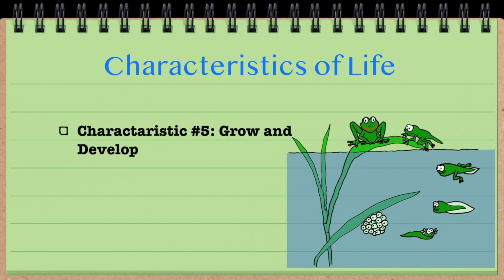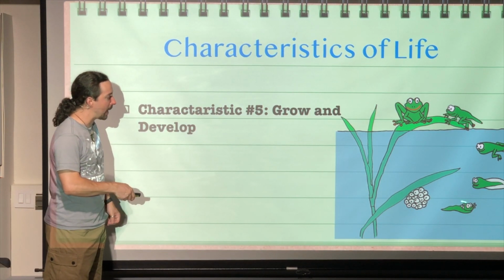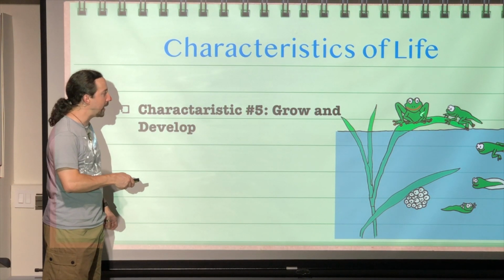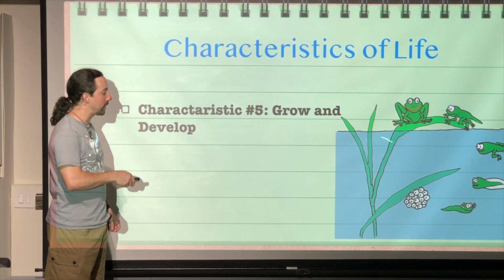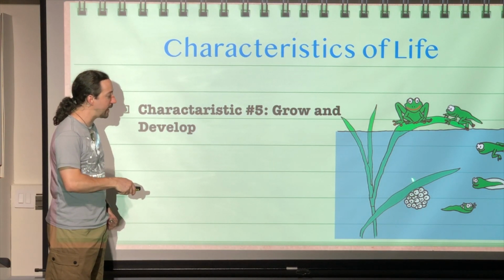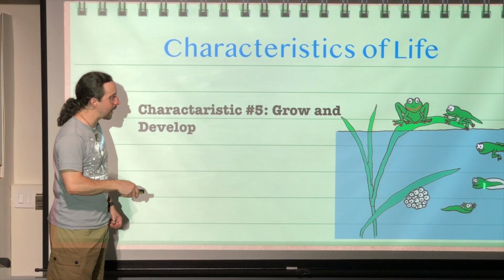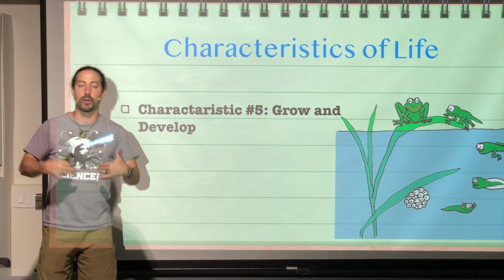All life also grows and develops. In this example, we have the frog eggs, which are going to hatch and become a tadpole. That tadpole is going to grow and develop until it becomes an adult frog. And that adult frog will have to find another adult frog that they can mate with, and then they can produce eggs and fertilize the eggs. And then we end up with tadpoles again. And this whole cycle goes on and on.